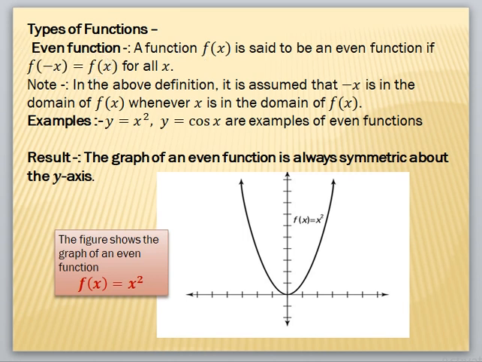This is a graph of an even function. What is an even function? A function f(x) is said to be an even function if f(-x) is equal to f(x) for all x. That means you have to find f(-x). If it is equal to f(x), then the function is an even function.